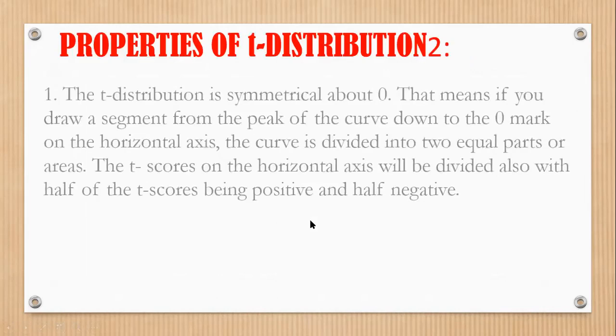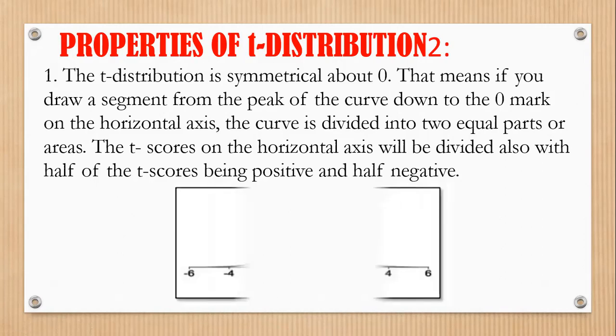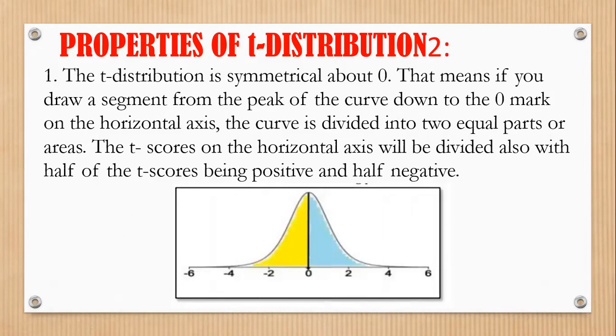So what are the properties of the t-distribution? It is symmetrical about zero. That means if you draw a line segment from the peak of the curve down to the zero mark on the horizontal axis, the curve is divided into two equal parts. As we have discussed as one of the properties of the normal distribution, whatever is reflected on the right is also on the left side. That's why it's symmetrical. This is our illustration for that.